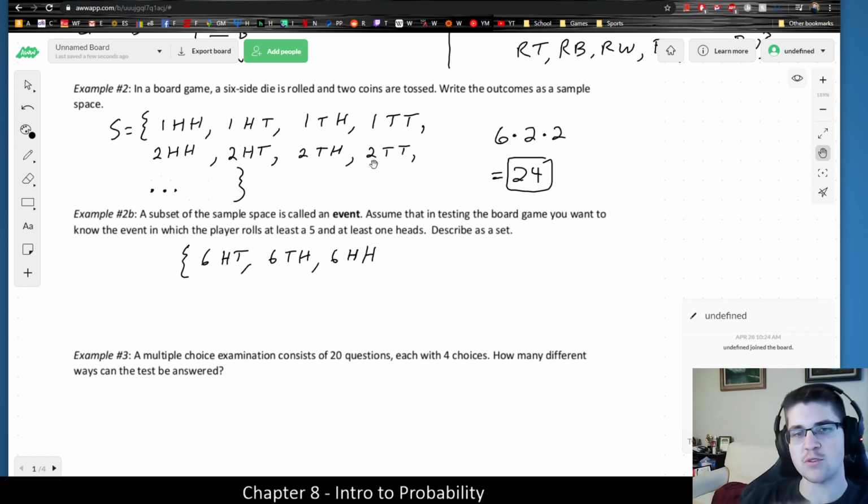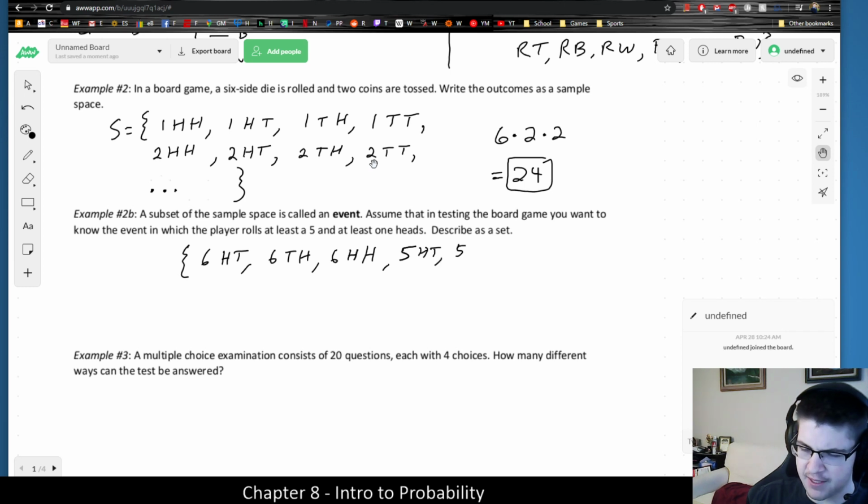You can reduce this to more basic probability, and that's what we're going to get to in section 4. But it could have also been a 5 heads tails, 5 tails heads, and 5 heads.